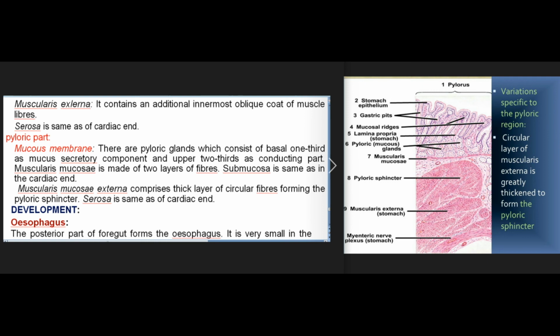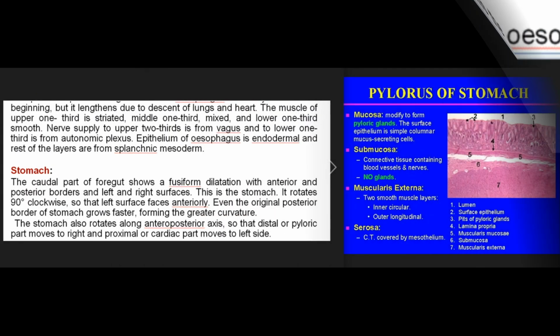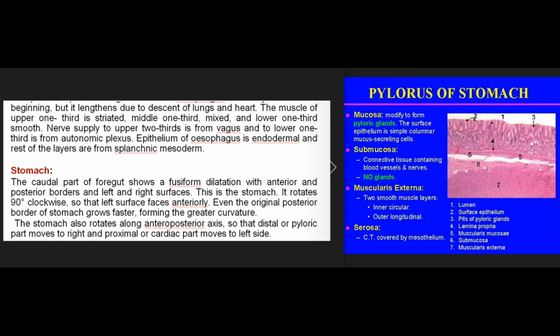Development, esophagus: the posterior part of the foregut forms the esophagus. It is very small in the beginning, but it lengthens due to descent of lungs and heart. The muscle of upper 1/3 is striated, middle 1/3 mixed, and lower 1/3 smooth. Nerve supply to upper 2/3 is from the vagus and to lower 1/3 is from the autonomic plexus. Epithelium of the esophagus is endodermal and the rest of the layers are from splanchnic mesoderm.